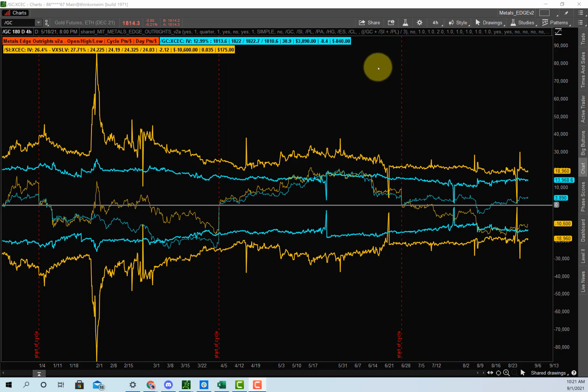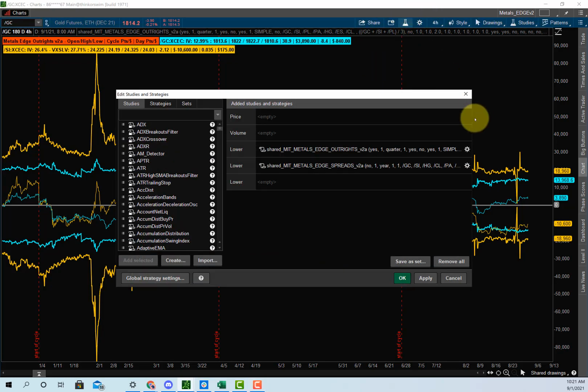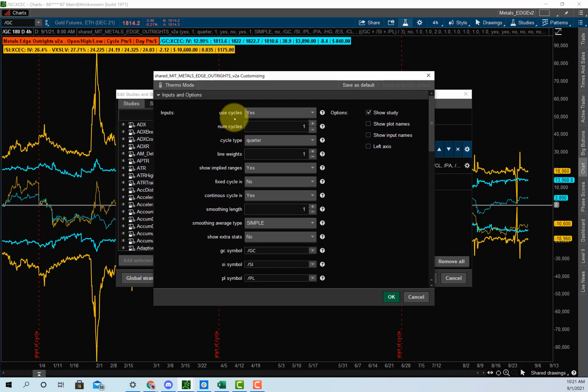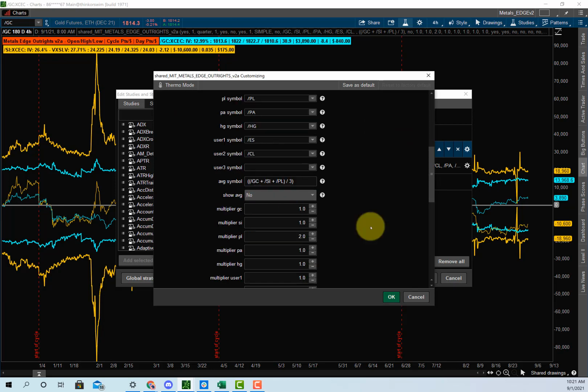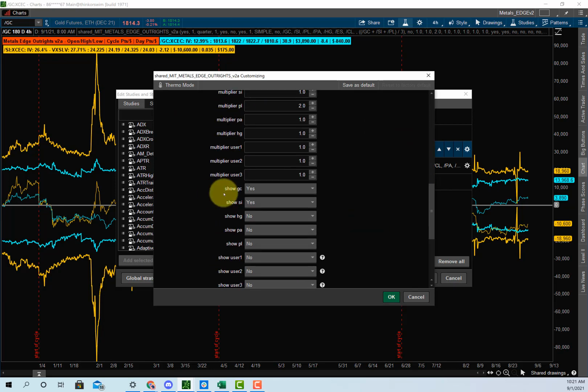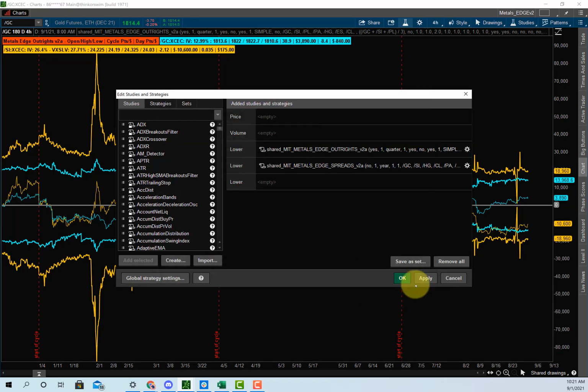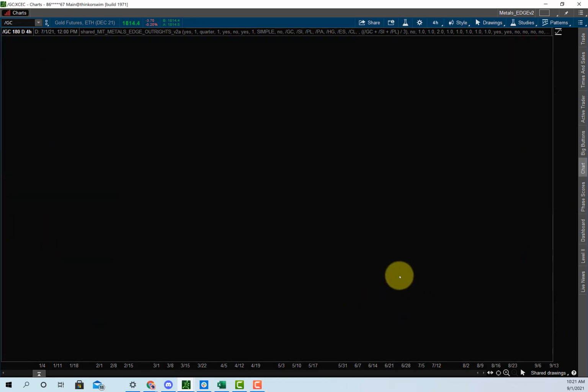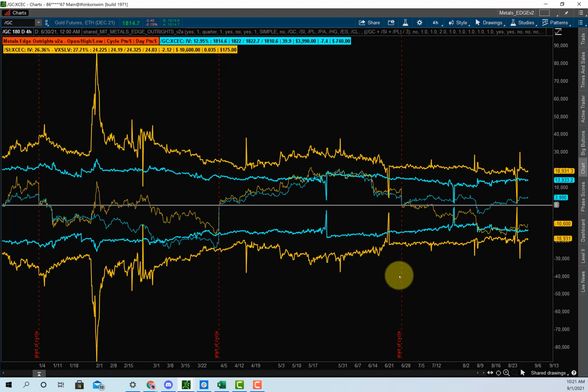So let me explain. In front of you, this is what we call our metals edge. I'm using a cycle. I'm looking at things based on quarterly. The implied ranges are going to show me the straddle. This is going to show me how much volatility is in the market. And we are going to look at gold and silver and gold and silver volatility. Okay, apply. Here's what we got.